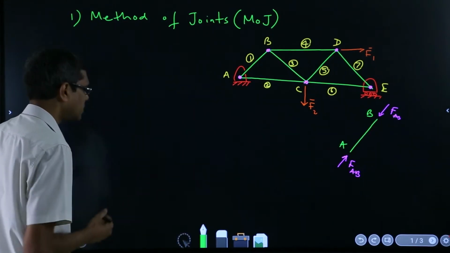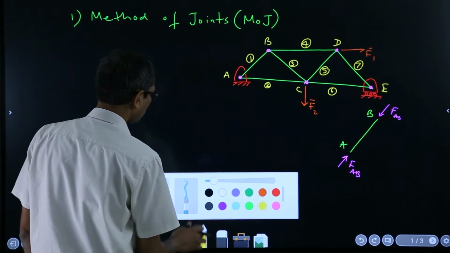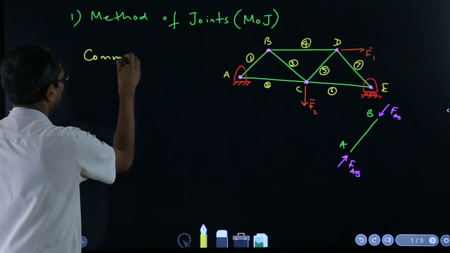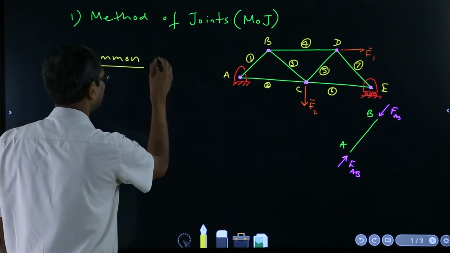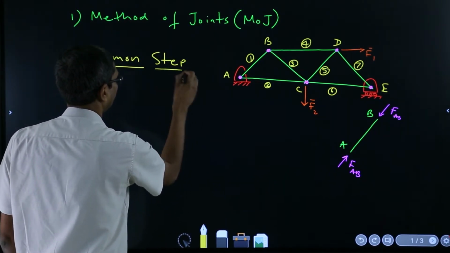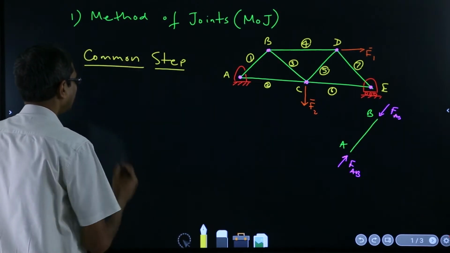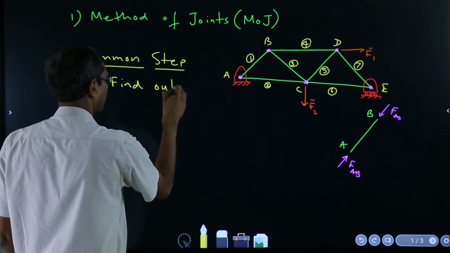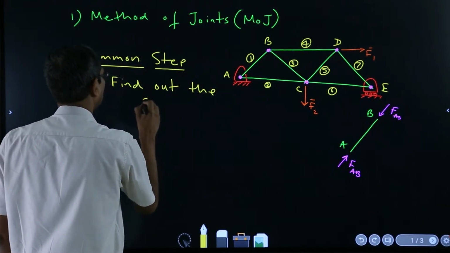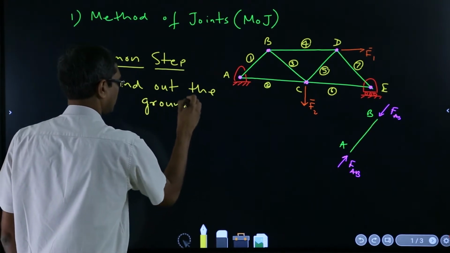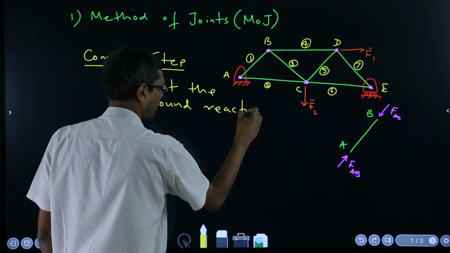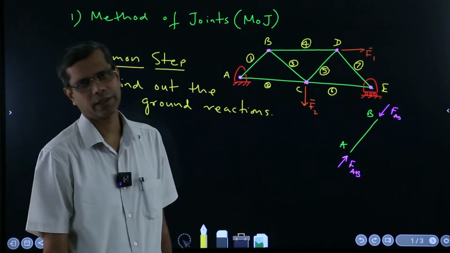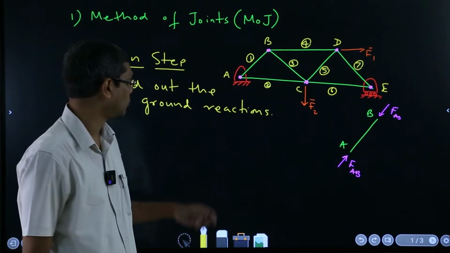Okay, so that I will call step 0, and so let me call it a common step for both MOJ and MOS, and that is: find out the ground reactions. Okay. Now, that is the first step, whatever method you choose to apply, but you have to do this first.